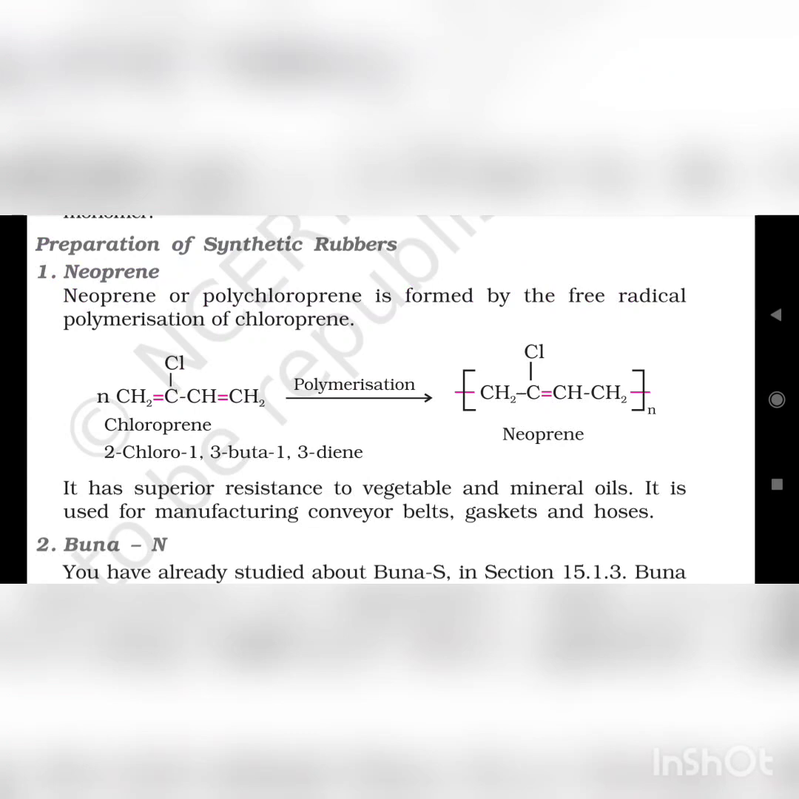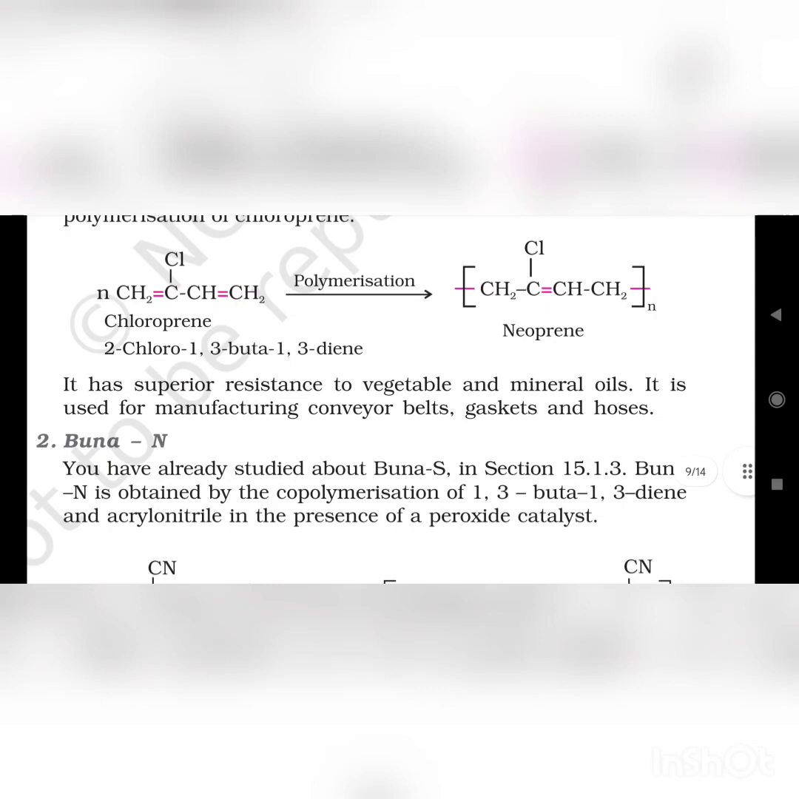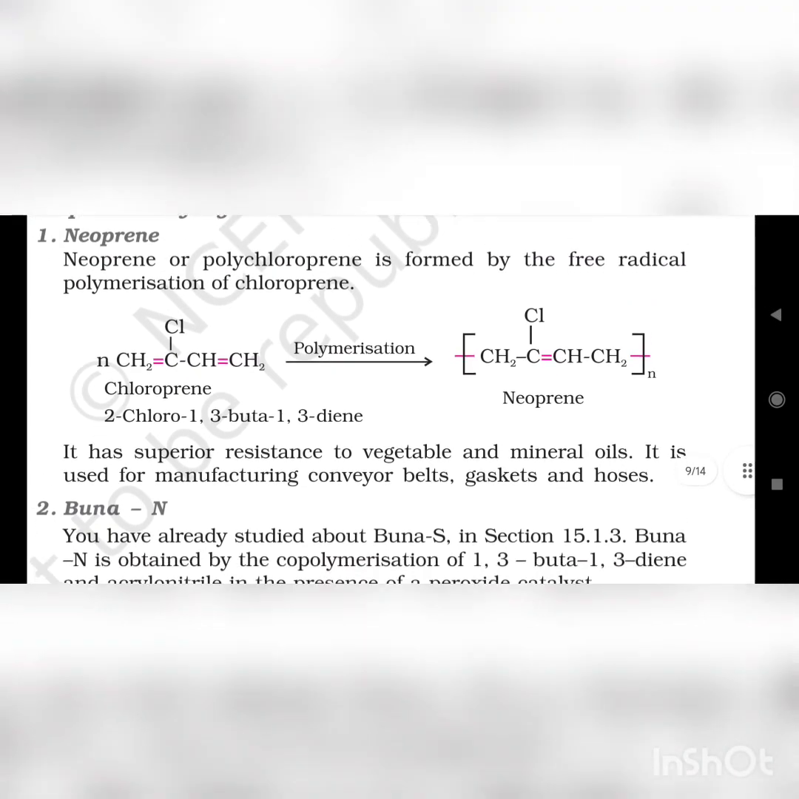Preparation of synthetic rubbers. Neoprene or polychloroprene is formed by the free radical polymerization of chloroprene. It has superior resistance to vegetable and mineral oils. It is used for manufacturing conveyor belts, gaskets, and hoses.